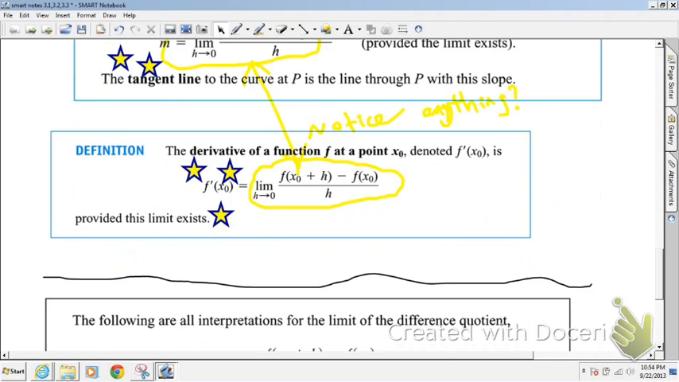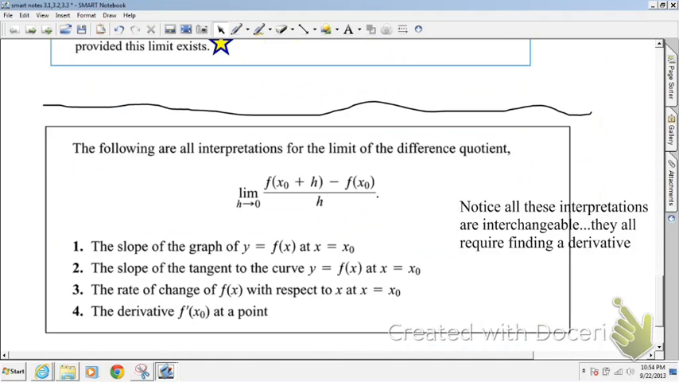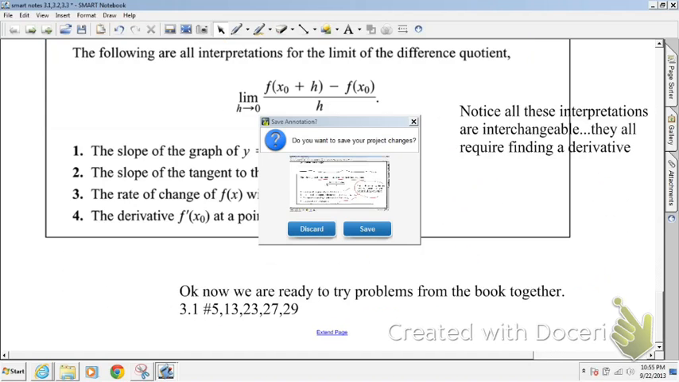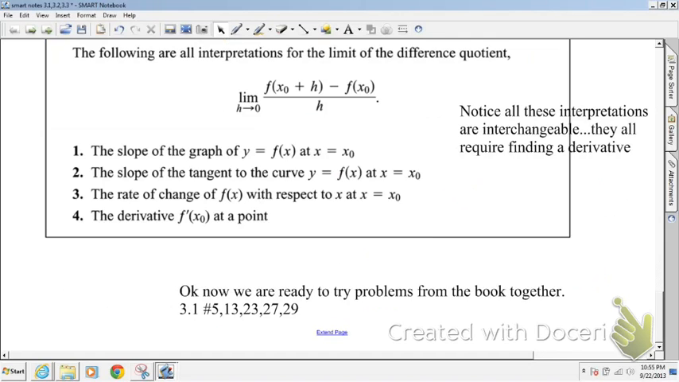And I think, oh yeah, and this is just reiterating all the key points. The following are all interpretations for the limit of the difference quotient. The slope of the graph at a point, the slope of the tangent to the curve, the rate of change of f of x with respect to a given point, that's instantaneous rate of change, and the derivative f prime of x naught at a point. So you'll see all those interpretations, and they're interchangeable, and you'll see them in the text. I think that takes us to the problems. That's the basics. Now we're ready to try some problems from the book together.